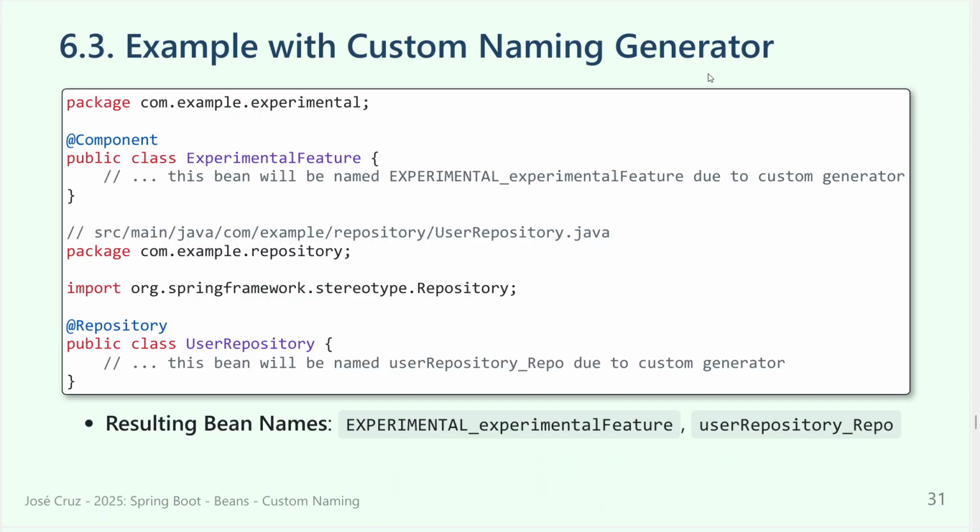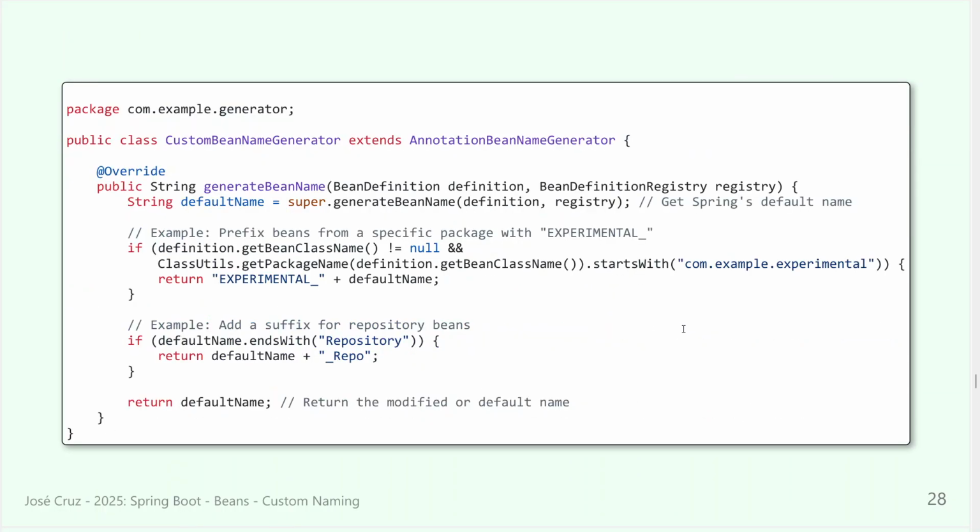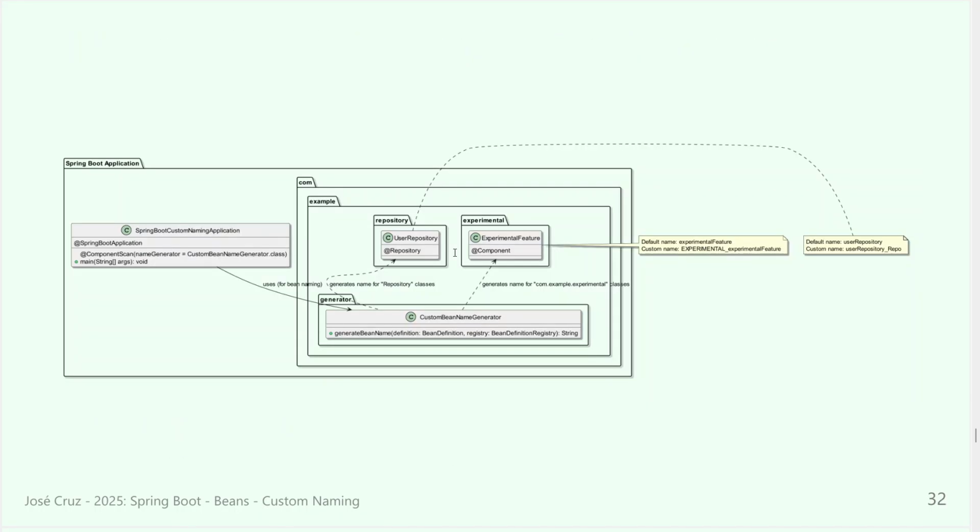So, an example with a custom naming generator. You have this component, experimental feature, and after you execute that, the name of the bean internal will be this one, and the repository will be this name. Not userRepository with a lowercase u, but this will be the name. But you can see the u is lowercase because in our code, if you remember, we start the default name by using this super generateBeanName, meaning get me the default behavior, and then I will do the rest. Okay, this is just the thing that we were talking about.